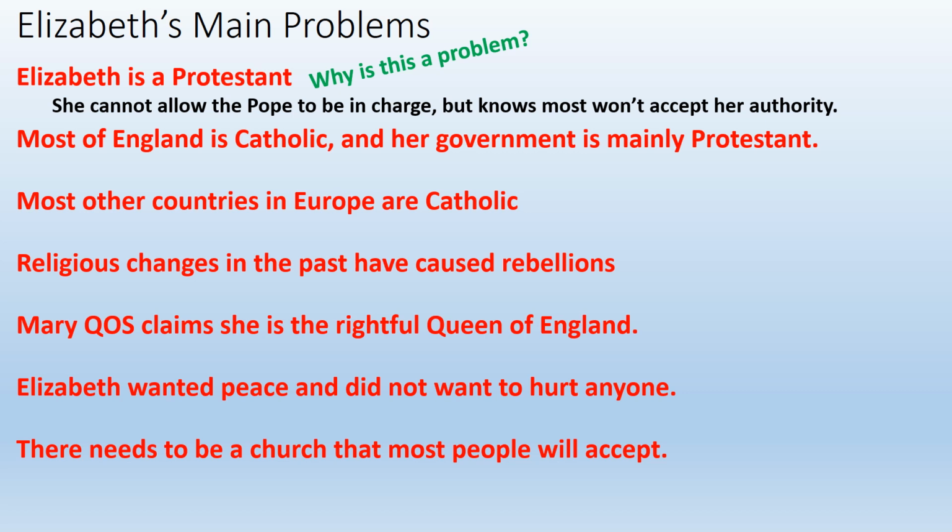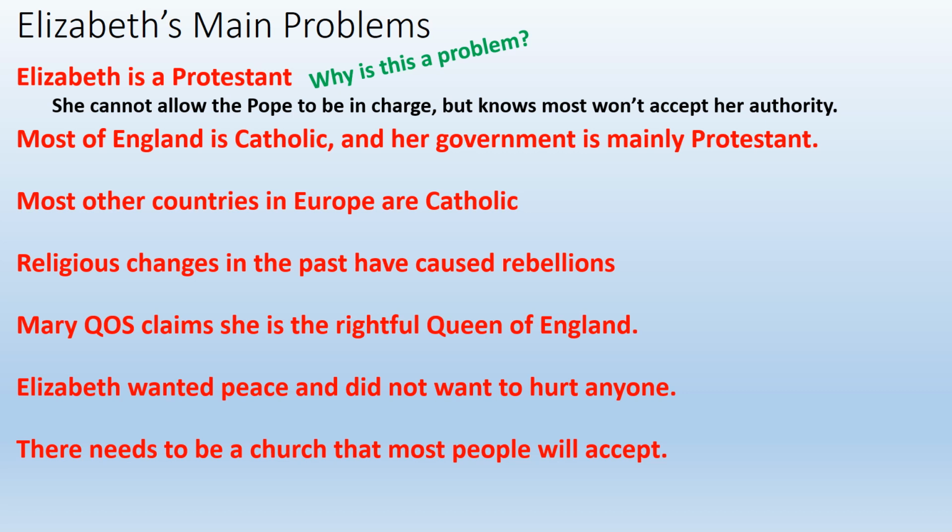So now's a chance to look at the remaining 6 and try to think in your head, why might this be a problem for Elizabeth? We'll read through them quickly and then you can pause the video as you have a few moments to yourself. So most of England is Catholic, but most of Elizabeth's government is Protestant, asking yourself, why is this a problem? Most other countries in Europe are actually Catholic, so Spain, France. Religious changes in the past have caused rebellions.